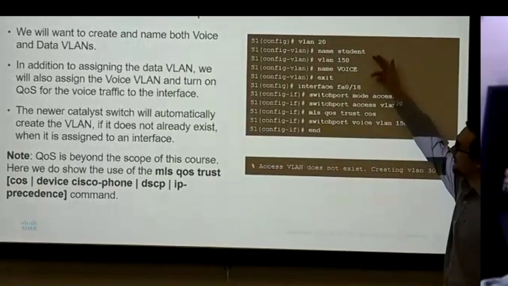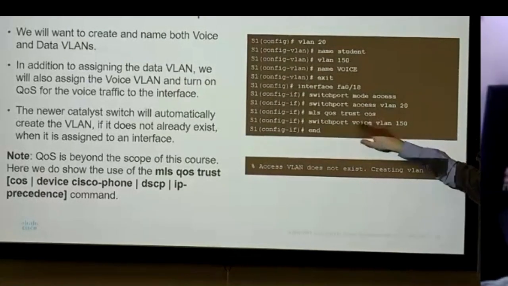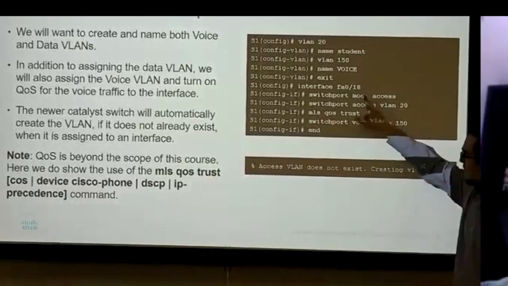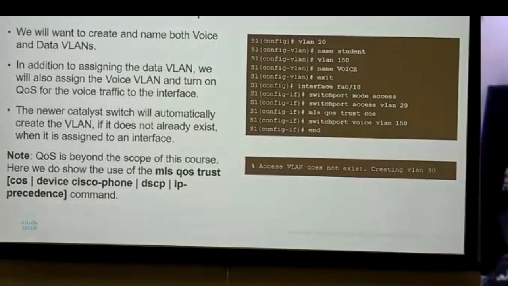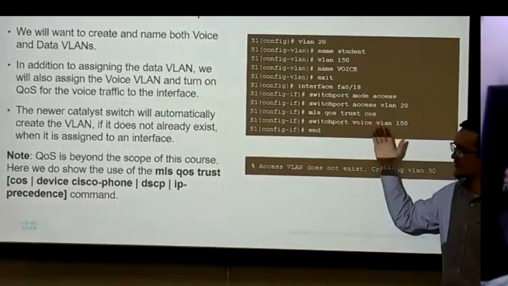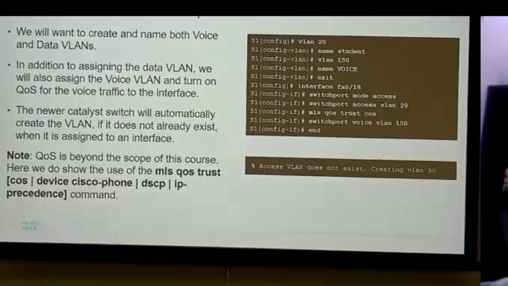You do the standard thing, you create them, and then you go in here, access mode, but then there's this: mls qos trust cos, class of service. Class of service is a value that results in the quality of the service. This is a similar concept to something else we're going to learn in this class, administrative distance and metric. So it's a similar concept.